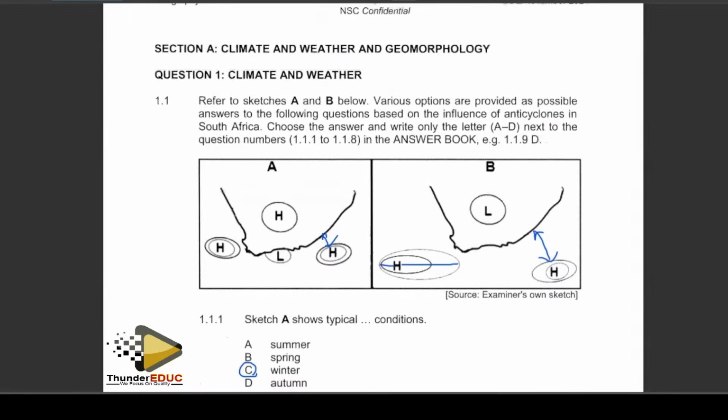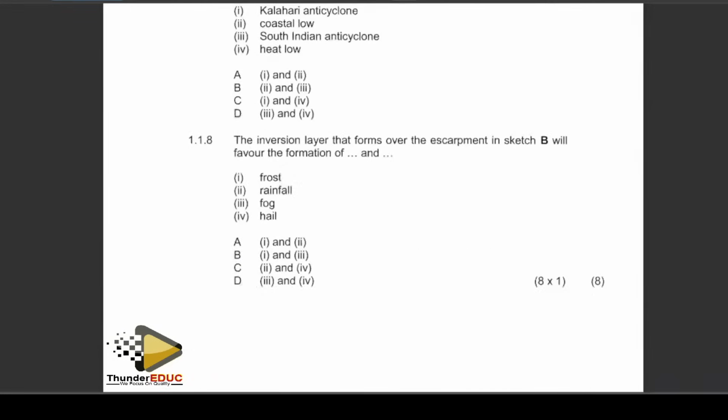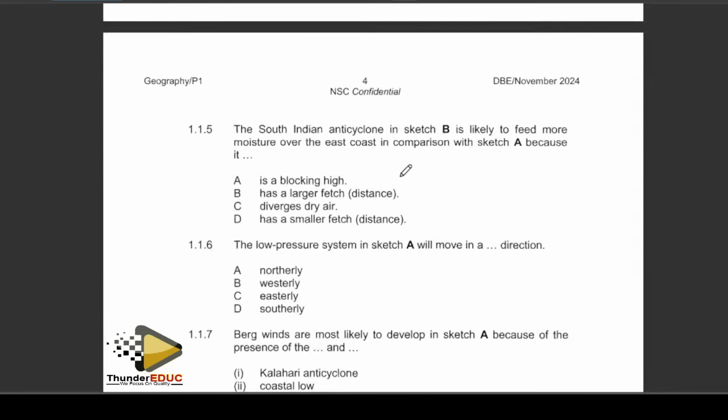So if we are checking our responses, you will find that the correct response for that question is B, has a larger fetch or distance. It has a larger fetch. It is able to fetch more moisture because of the distance in B. But in A, it has a smaller fetch. Right, we go to the next question.